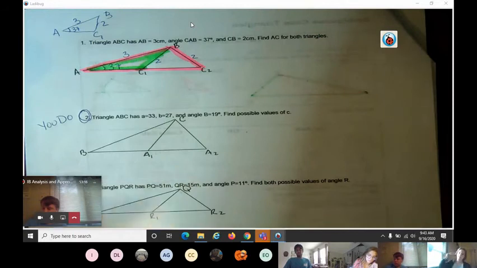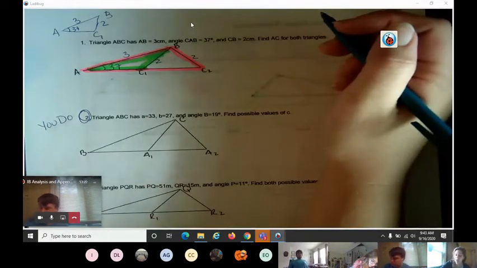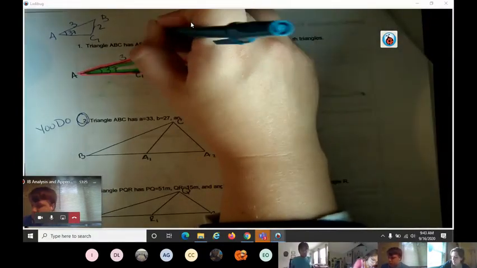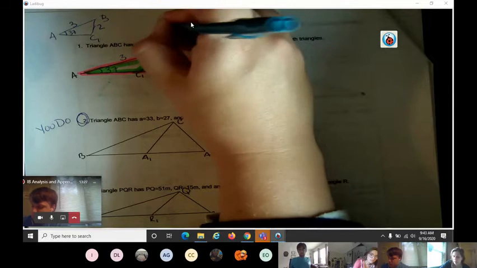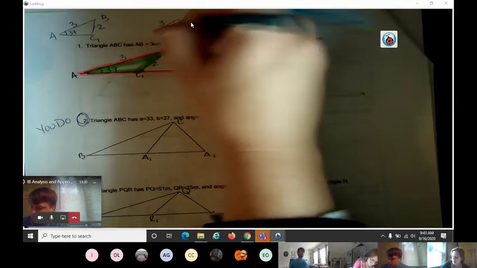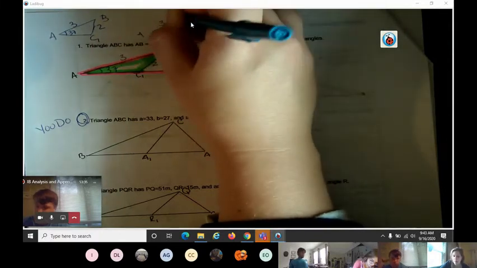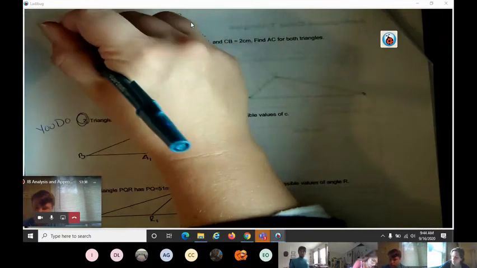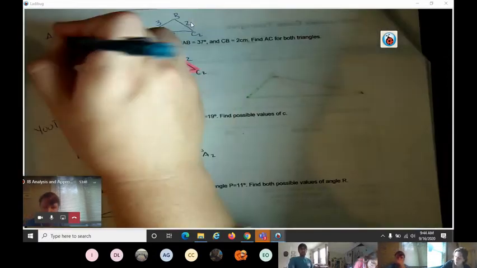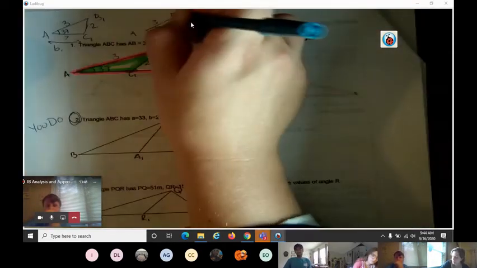Okay, so now let's see where to start. Oh, I should probably draw out my other one too. Okay, so I have 37, 3, and 2. This is C2, A, and B. Okay, and we're looking for this side on each of my triangles. This side is my B1. So B1, and then this side is my B2.